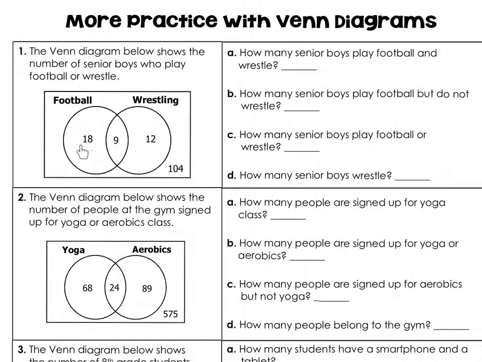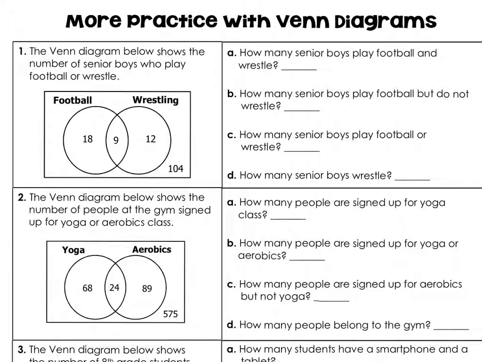So there are 18 football players plus another 9 who are football players and wrestlers. And then there are 12 wrestlers plus another 9 who are also football players. So when we look at this diagram, that's how we interpret it. So for A, how many senior boys play football and wrestle, it's just going to be that region right there. So it's going to be 9.